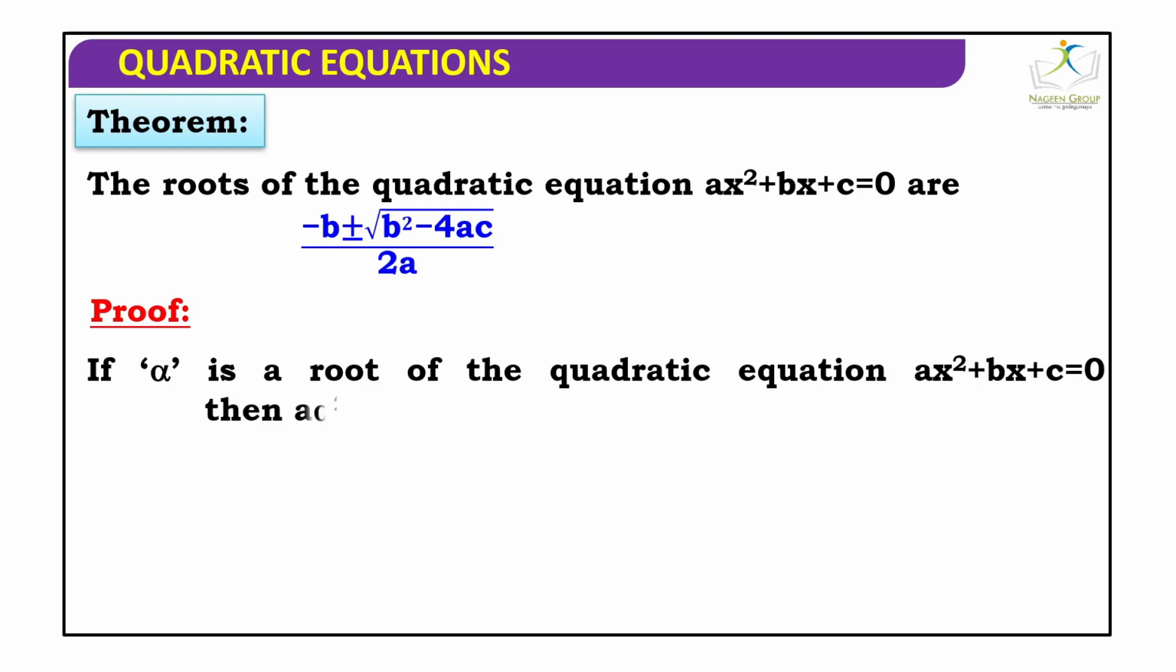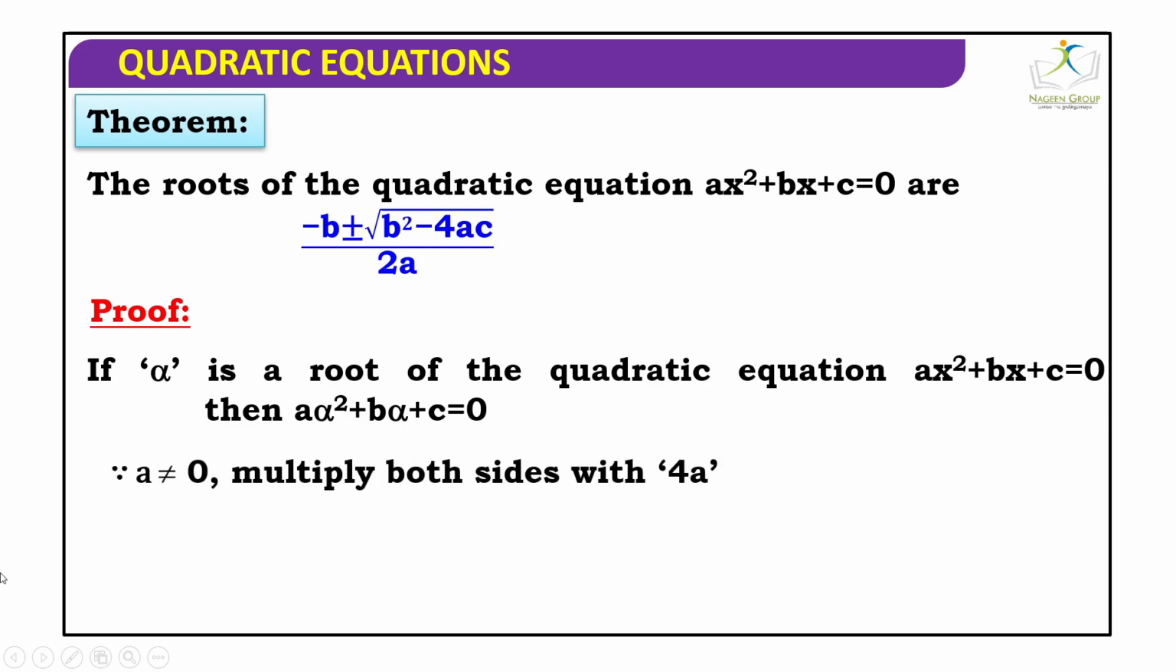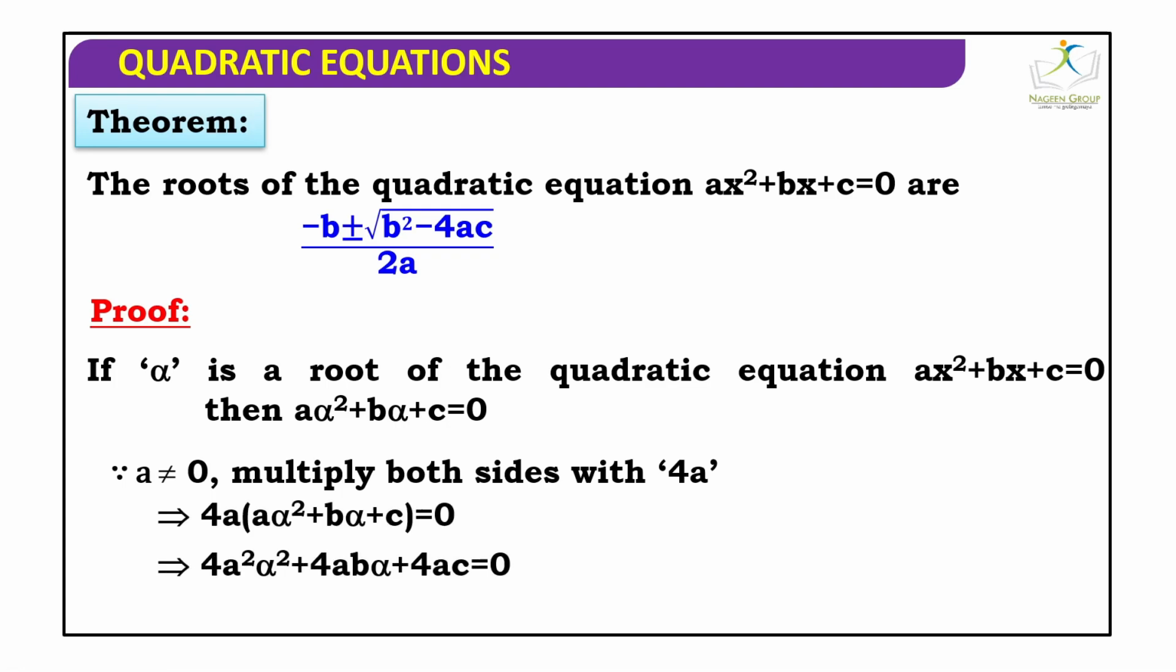If alpha is the root of a quadratic equation, then we are saying that as we put alpha here, it equals 0, right? So at the place of x, it is a alpha square plus b alpha plus c equal to 0. Now a is not equal to 0, so we multiply both sides with 4a. Now the equation becomes 4a square alpha square plus 4ab alpha plus 4ac is equal to 0.